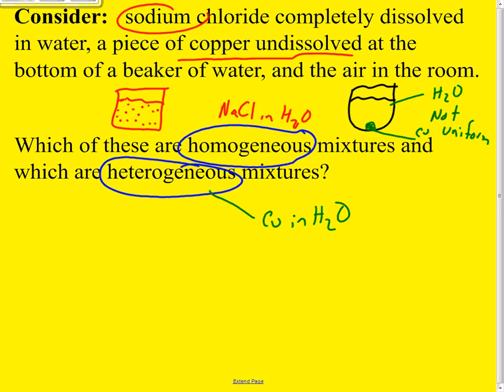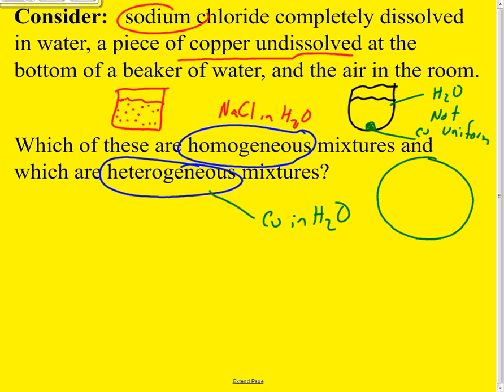And finally, the air in the room. Okay, think about the air in the room. This is a tough one. I would guess that in general, the air in the room is pretty evenly distributed. Now, one could argue that, hey, coming right out of my mouth, I have some carbon dioxide, right? So this is hard to interpret.